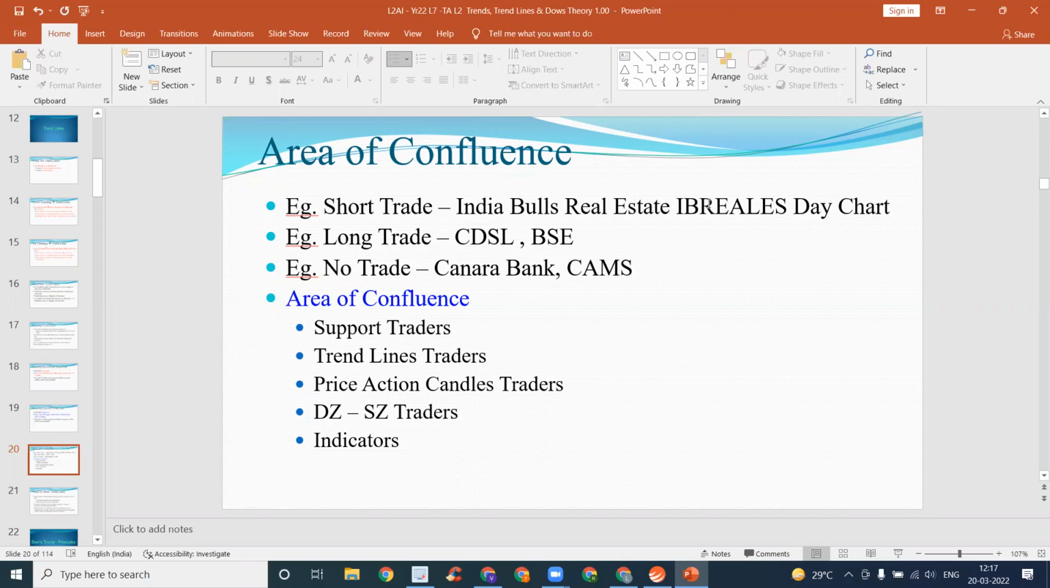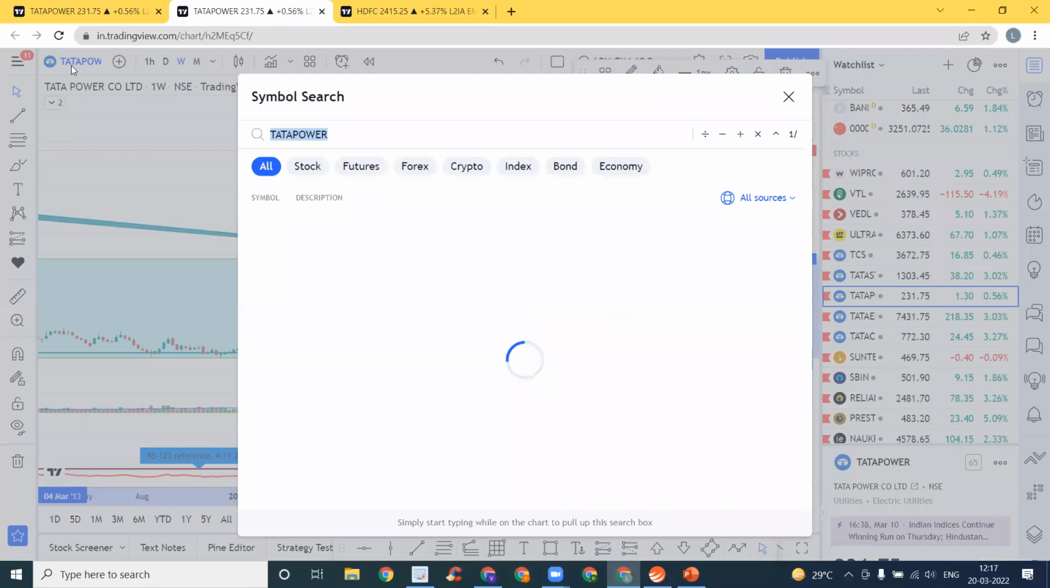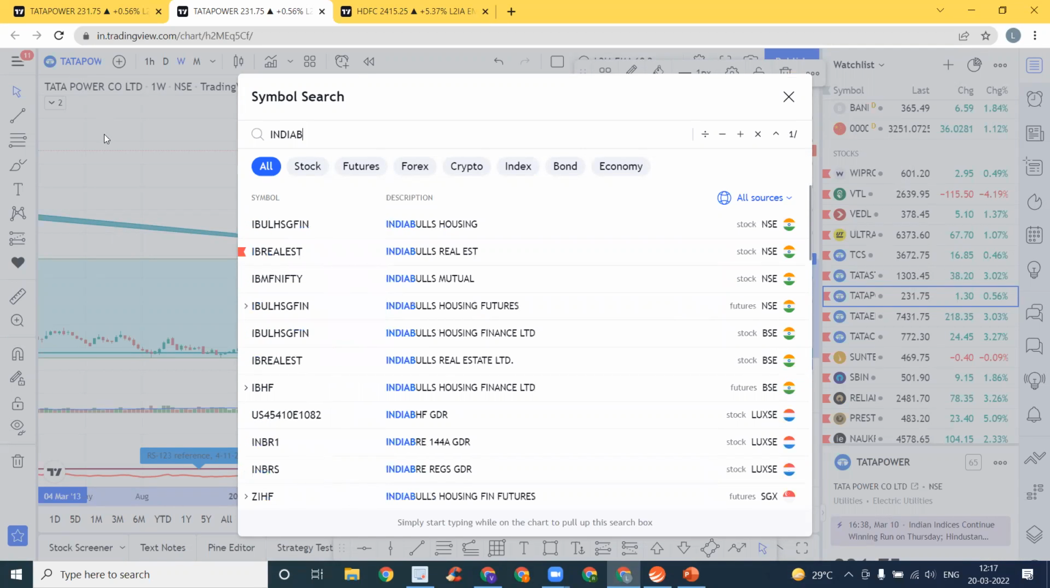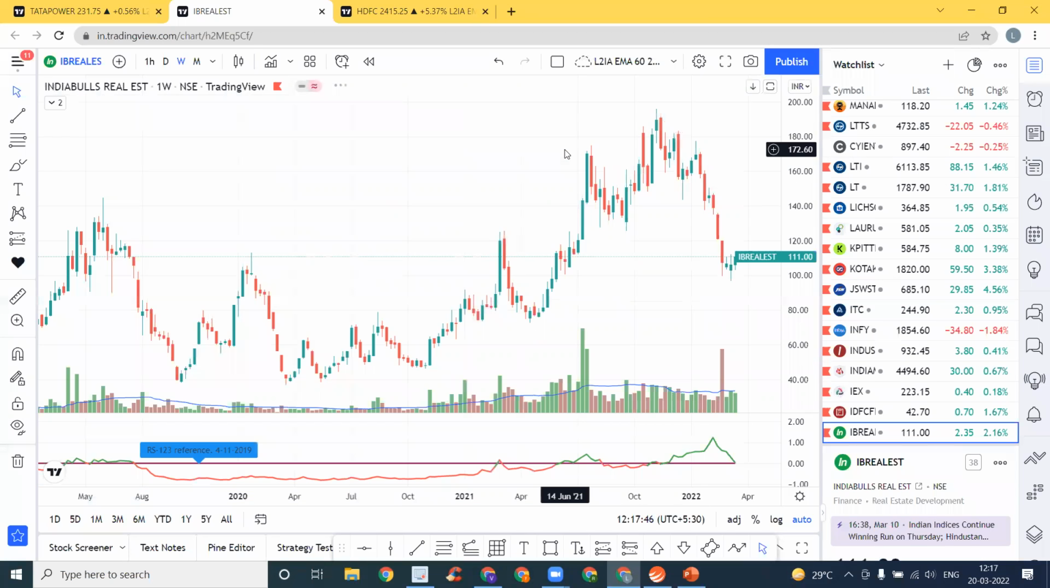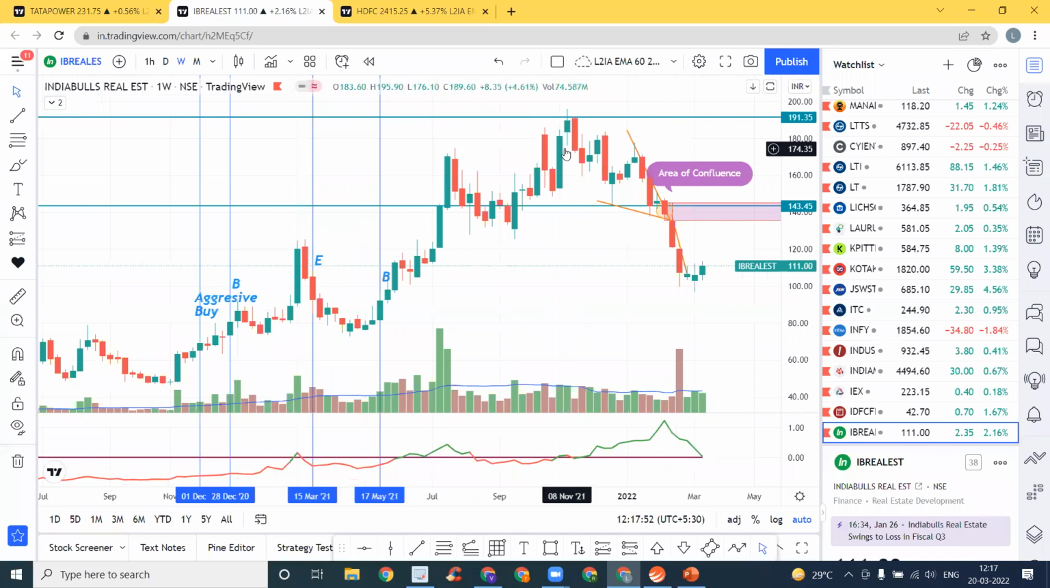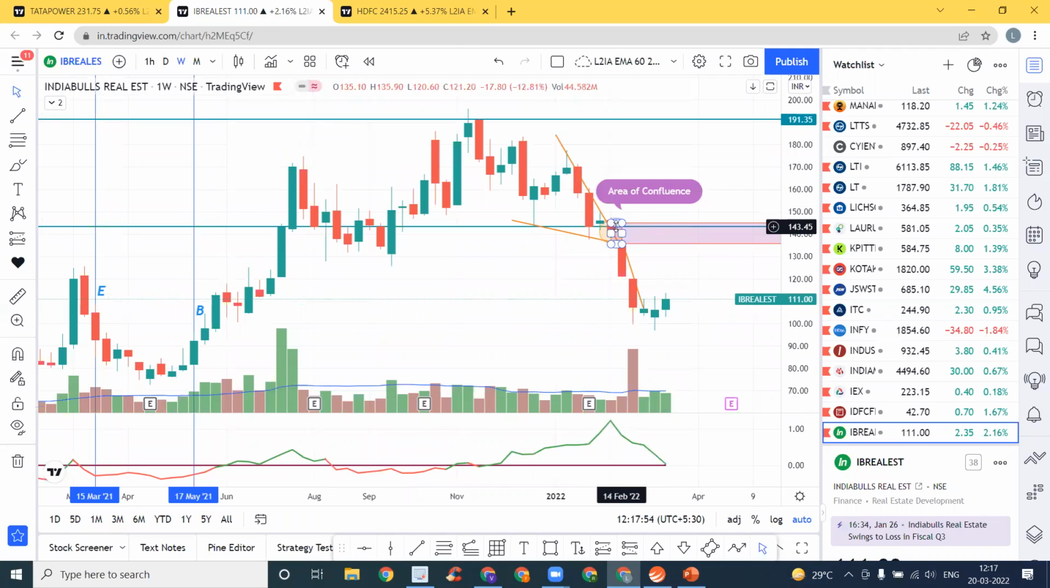Let us see India Bull real estate, a short trade. I am doing something which is taught at a very high level, but I am showing you something. Try and understand this and take benefit of it. See here. This is my area of confluence. I'm taking a short trade. Short trade meaning I'm selling first and then I'm going to buy.